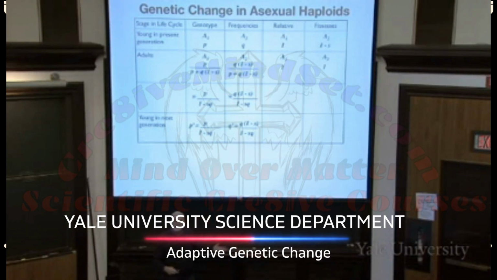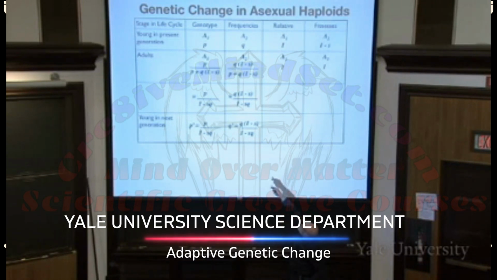We don't put that down on the table. So this is a special case. We're just looking at the juvenile survival difference between A1 and A2. What happens? Well, it changes the frequencies of A1 and A2 in the adults. Basically, it changes them by reducing the number of A2s. Some of them have died out. That's what the 1 minus S is doing.